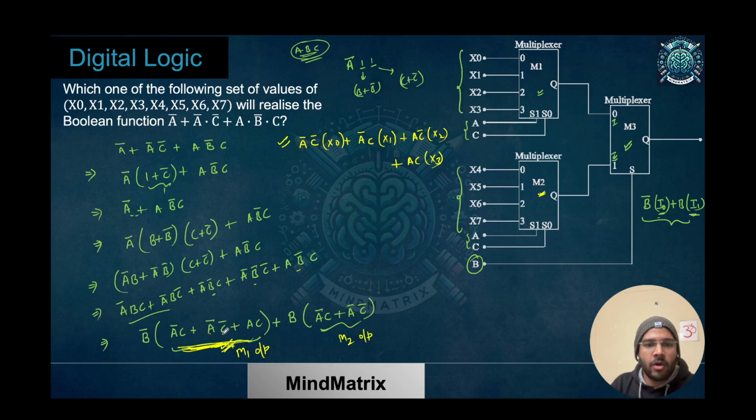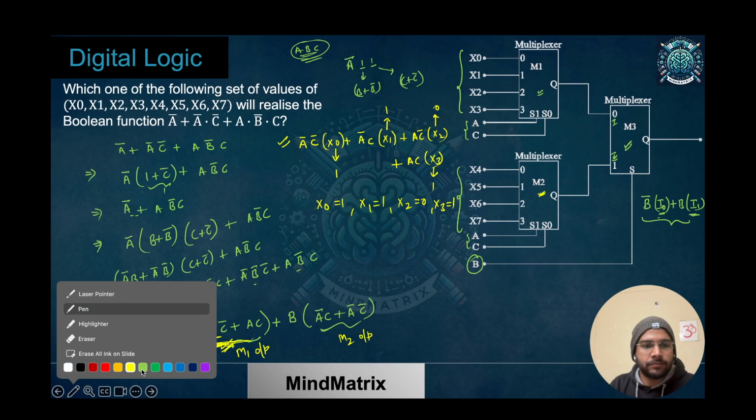So if you write this function in this form, what do you get? The A complement C complement term is present here, so definitely x0 value will be 1. The A complement C term is present here, so x1 value will be 1. The AC complement term is missing here, so x2 value will be 0. AC is there, so x3 value is 1. So x0 is equal to 1, x1 is equal to 1, x2 is equal to 0, and x3 is equal to 1.